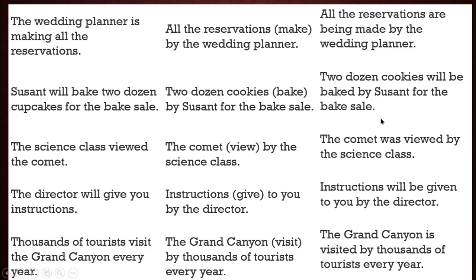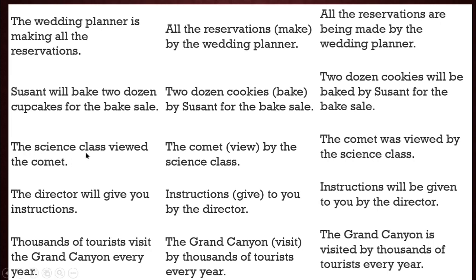Because we know that if we want to change an active sentence in future indefinite tense, then in passive form we have to write will be and the past participle form of the verb. So this is the correct answer, will be baked. 2 dozen cookies will be baked by Sushant for the bake sale.